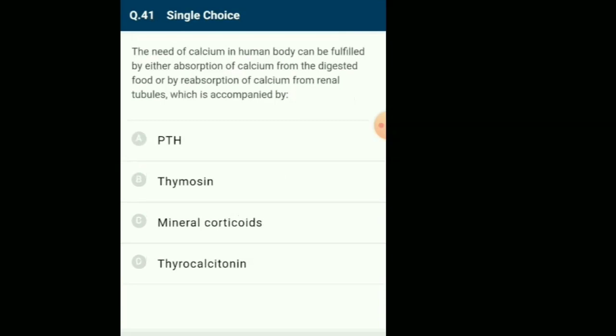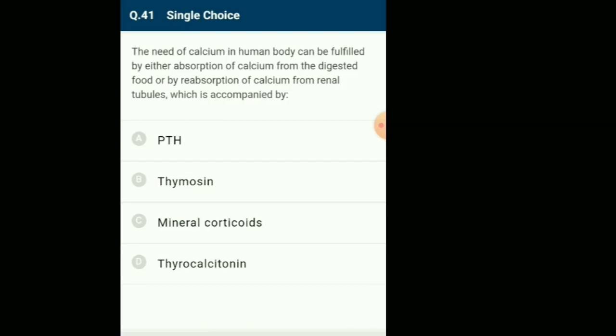Question number 41. The need of calcium in human body can be fulfilled by either absorption of calcium from the digested food or by reabsorption of calcium from renal tubules, which is accompanied by. Thymosin is produced by the thymus gland and triggers the creation of T cells which are used by the immune system to fight disease.